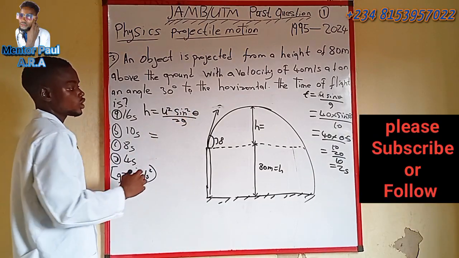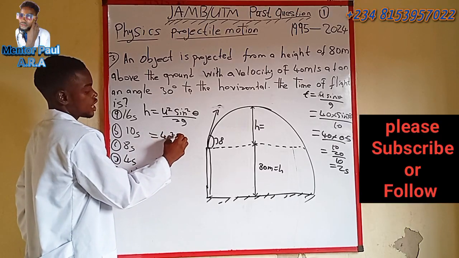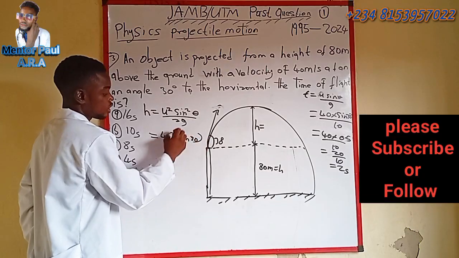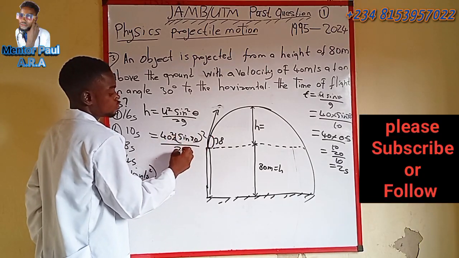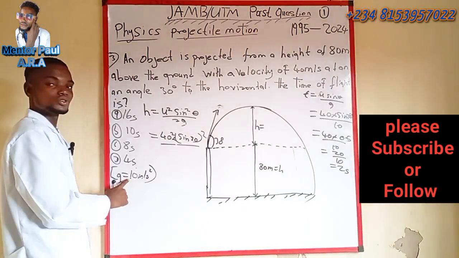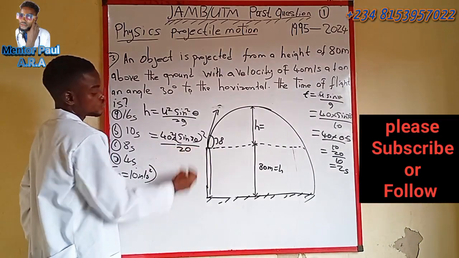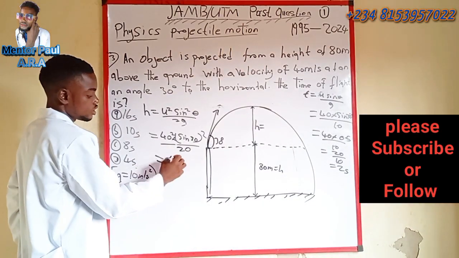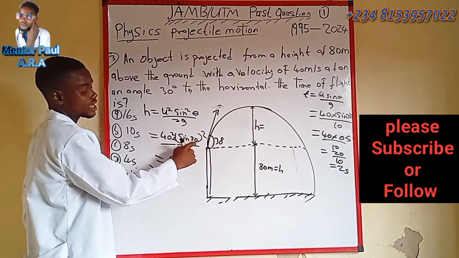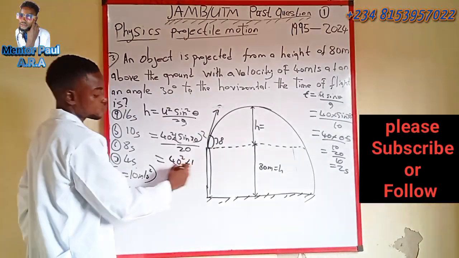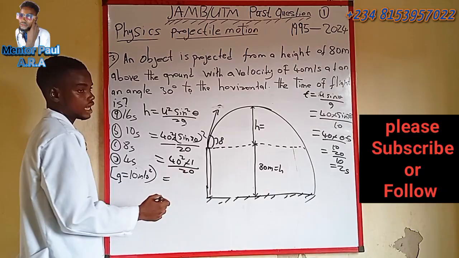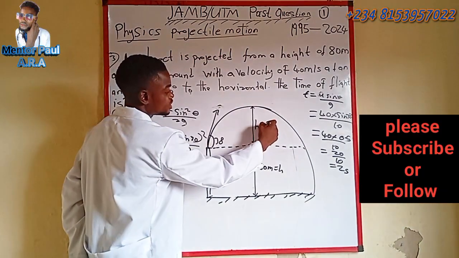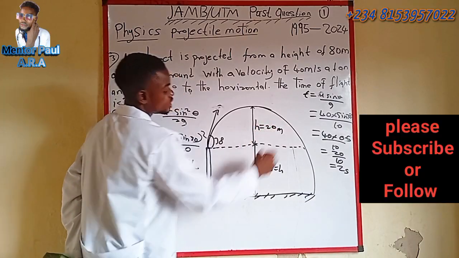And this is very much equal to: u is 42, sine 30, all squared, all over 2 multiplied by 10, which is the acceleration due to gravity. Here, if you work this out, you're going to have 40 squared multiplied by sine 30, which is 0.5. 0.5 raised to the power 2 is 1, all over 20. If you work this out, you're going to have your answer to be 20 meters. Hence, this other height is 20 meters.